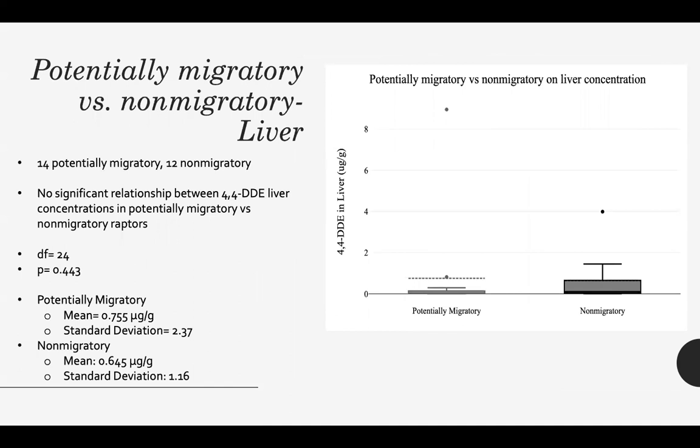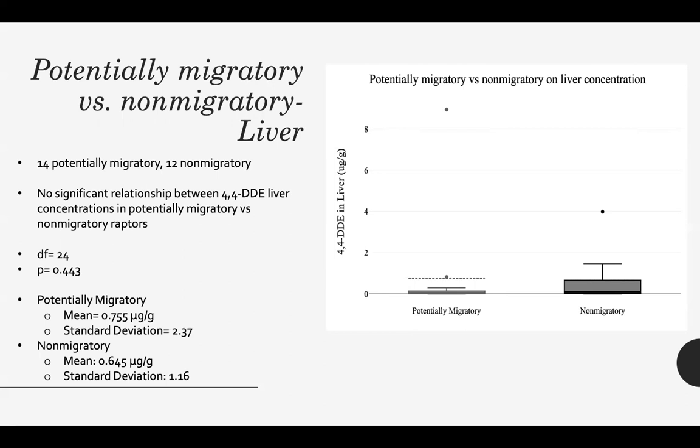This graph for the liver concentrations of 4,4-DDE included 14 potentially migratory and 12 non-migratory tissues. No significant relationship or difference was observed between liver concentrations of 4,4-DDE between potentially migratory and non-migratory raptors. As you can see, the mean for potentially migratory raptors was 0.755 micrograms per gram, whereas for non-migratory raptors, the mean was 0.645 micrograms per gram.